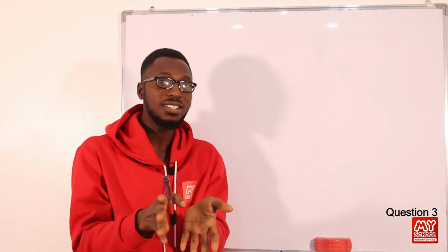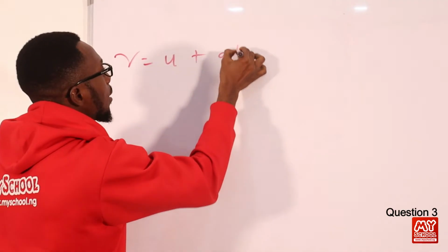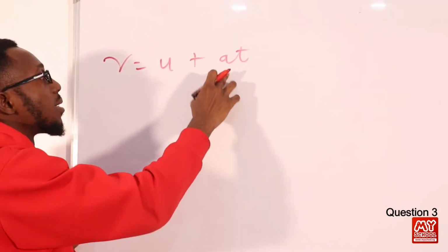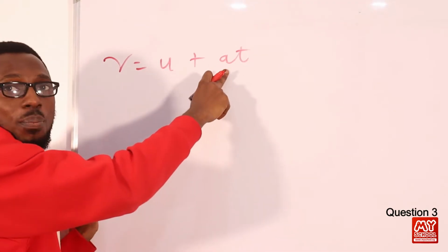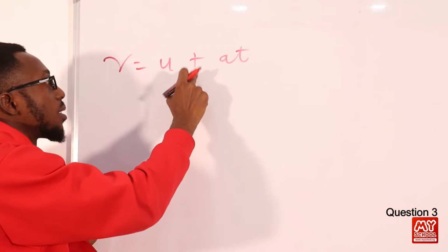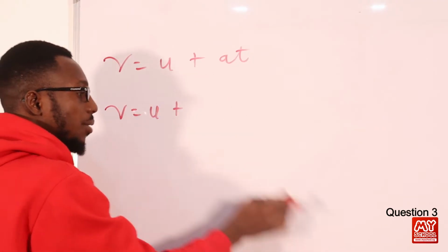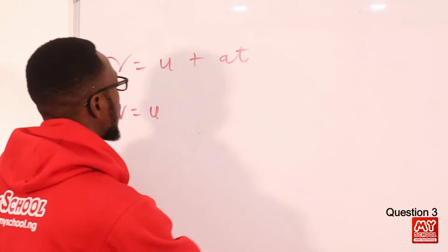To get the initial velocity, we can use this formula, V equals U plus AT. But right now we're talking about acceleration due to gravity, isn't it? Vertically upward means it's not in favor of gravity, so this sign will become minus. So I should have V equals U minus GT this time around.